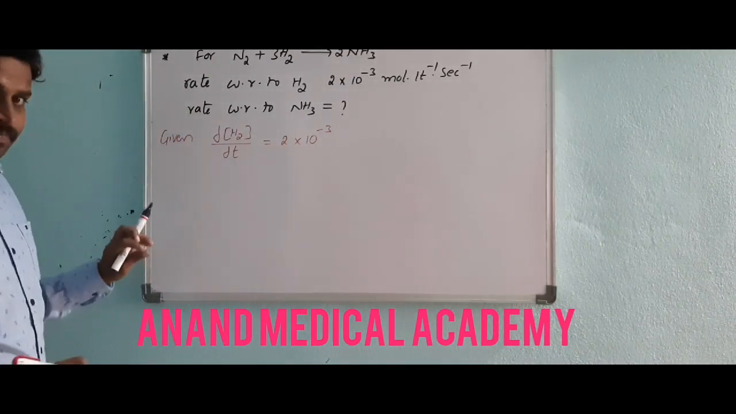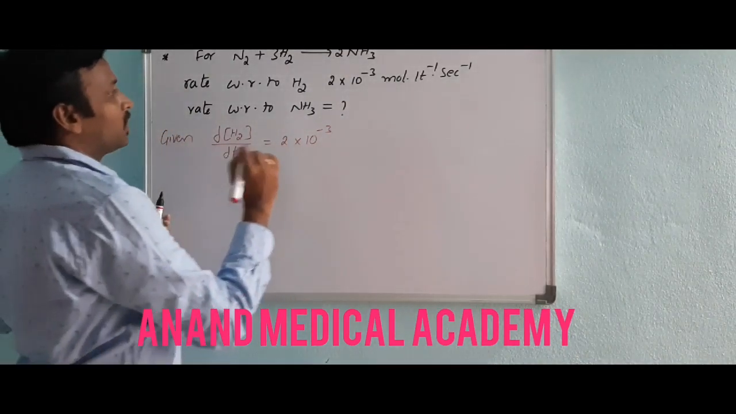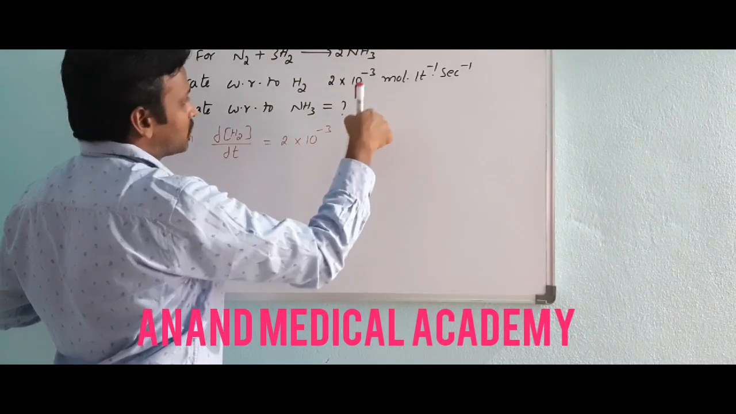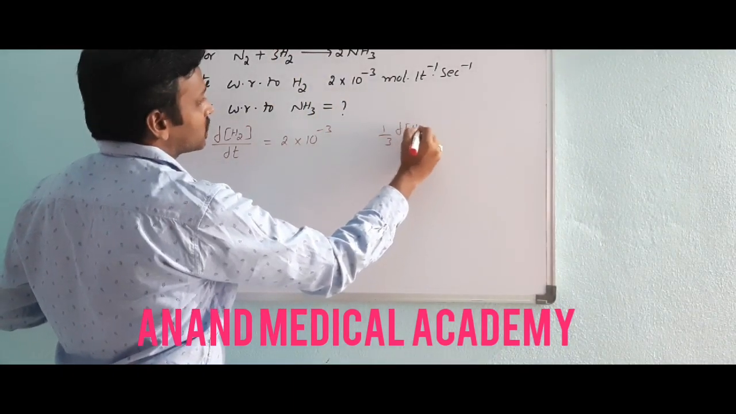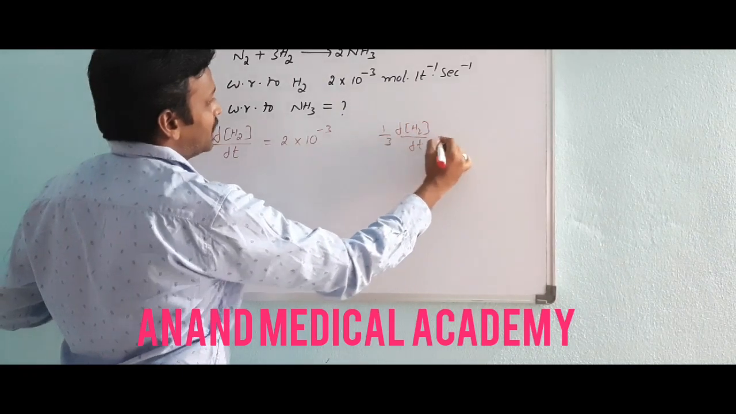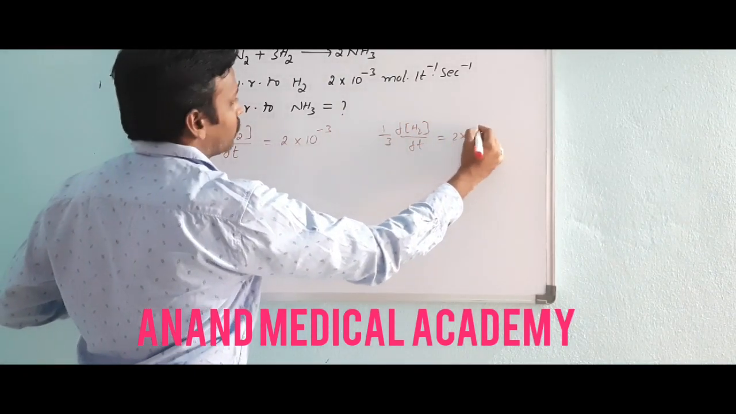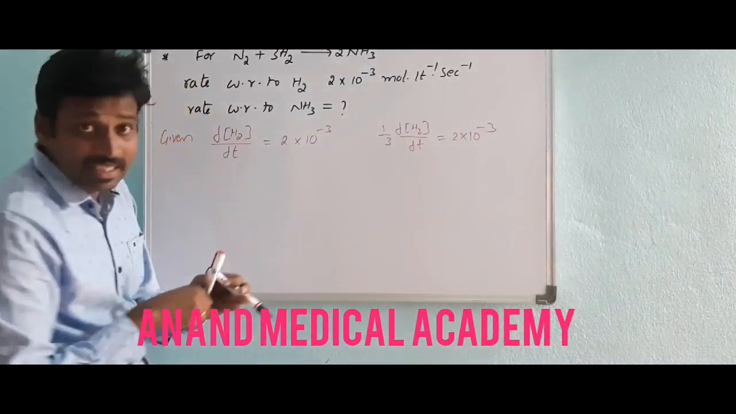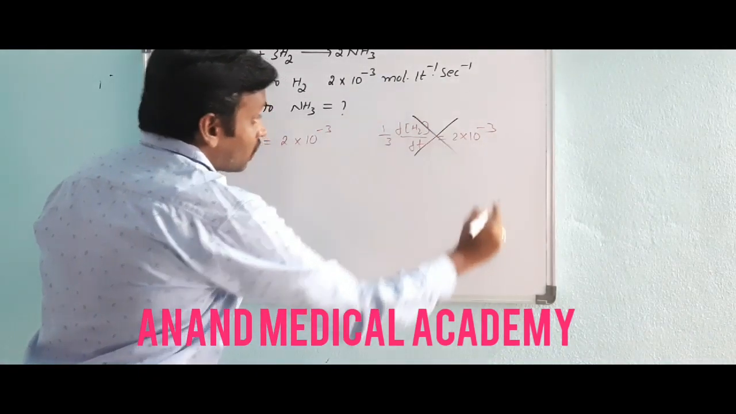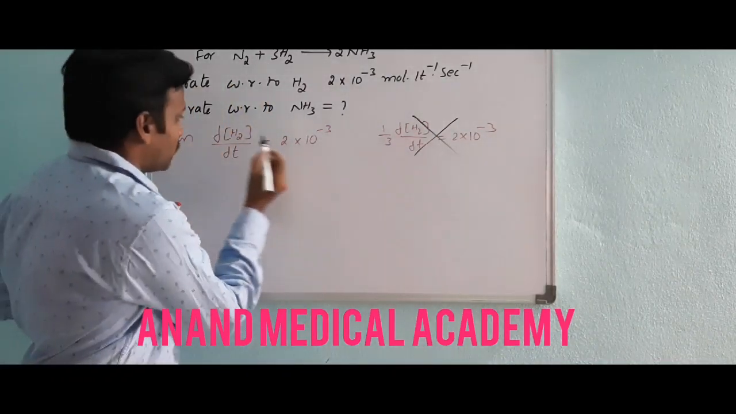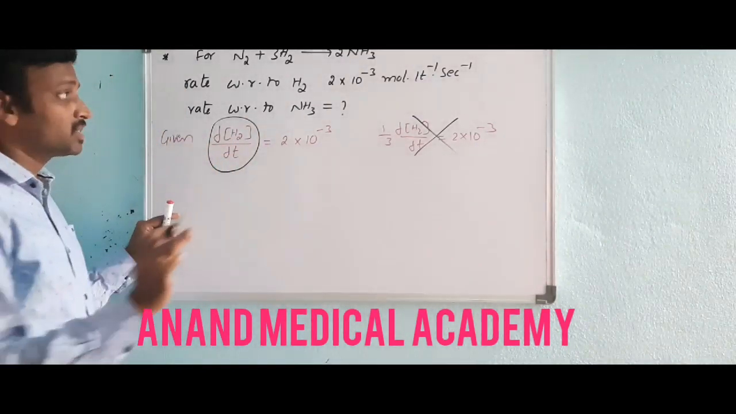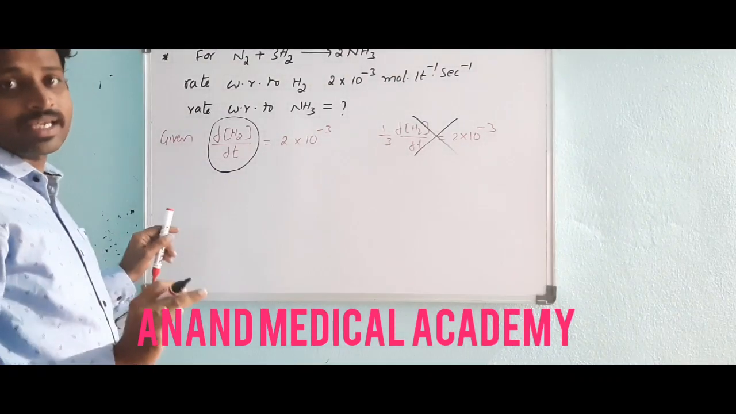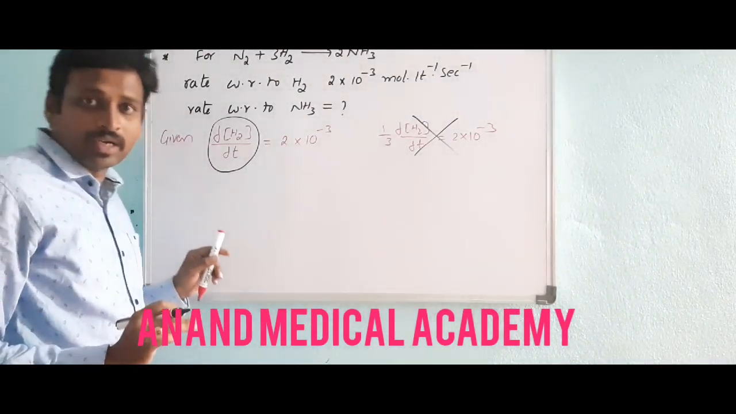Few people make a mistake here. They say, sir, 3 moles means 1 by 3, you told us. So they write 1 by 3 into d concentration of H2 by dt is equal to 2 into 10 power minus 3. This is absolutely wrong. What was given is just d concentration of H2 by dt. Rate means with respect to 1 mole. Got it, what I am saying?